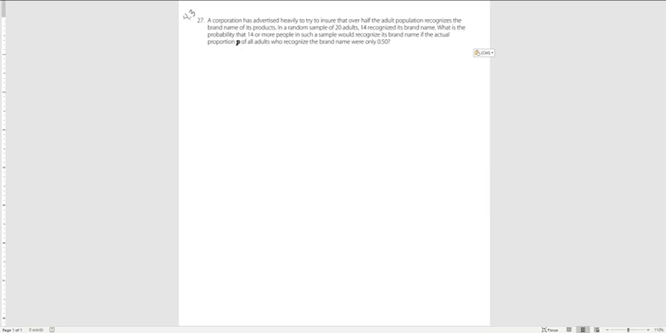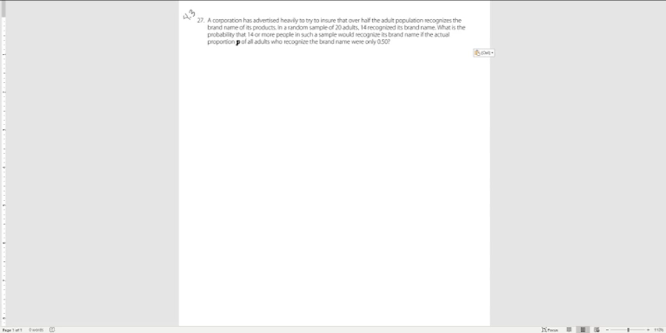Chapter 4, Section 3, number 27. A corporation is advertised heavily to try to ensure that over half the adult population recognizes the brand name of its products. So we don't know if they do or don't. But we have a random sample of 20 adults. 14 recognized its brand name. What is the probability that 14 or more people in such a sample would recognize the brand name if the actual proportion P of all adults who recognize the brand name were only 0.5?